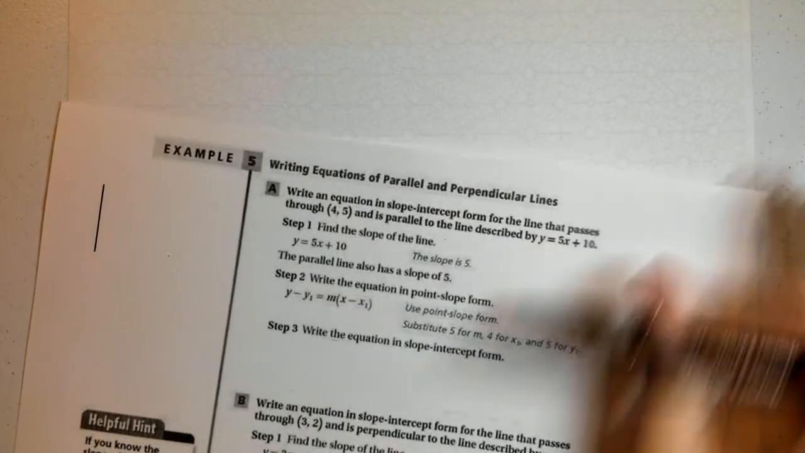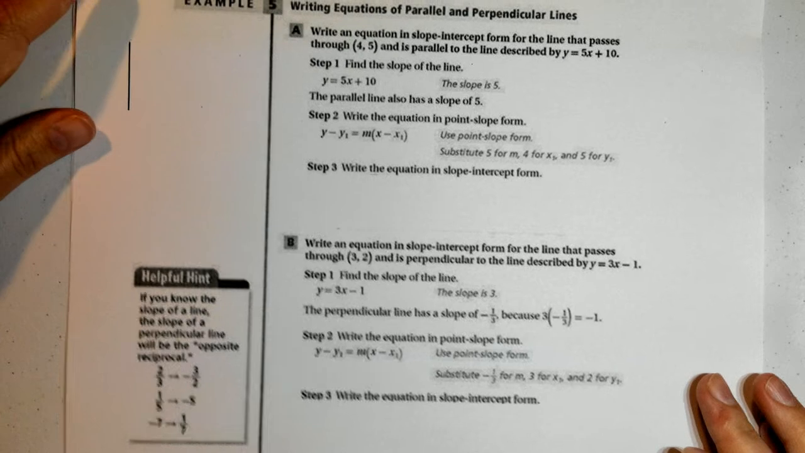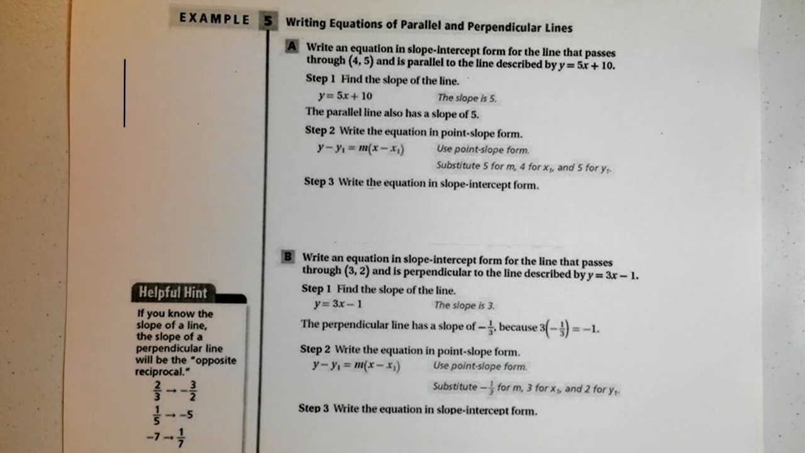We have one more example to do together. We're going to look at example 5. We are going to be writing equations of parallel and perpendicular lines. We're given an equation, and then we want to write a perpendicular or parallel line using the information we're given. So A: write an equation in slope-intercept form for the line that passes through (4, 5) and is parallel to the line described by y equals 5x plus 10.